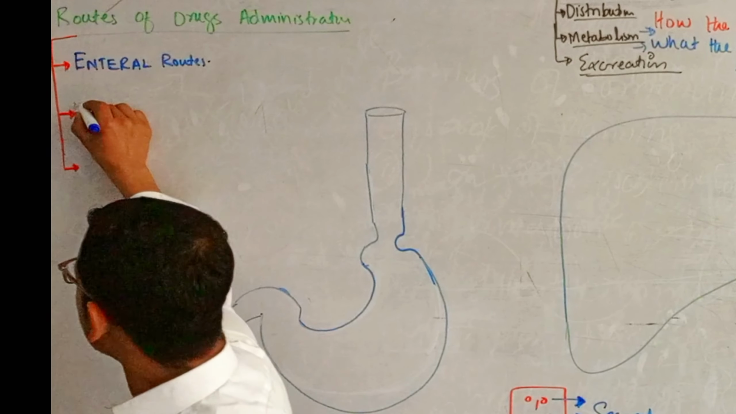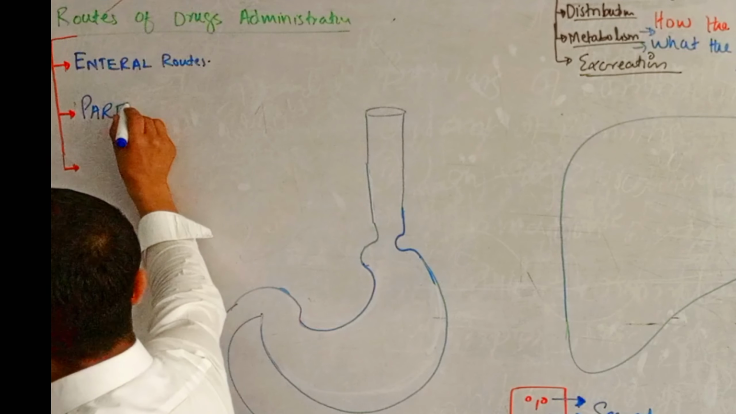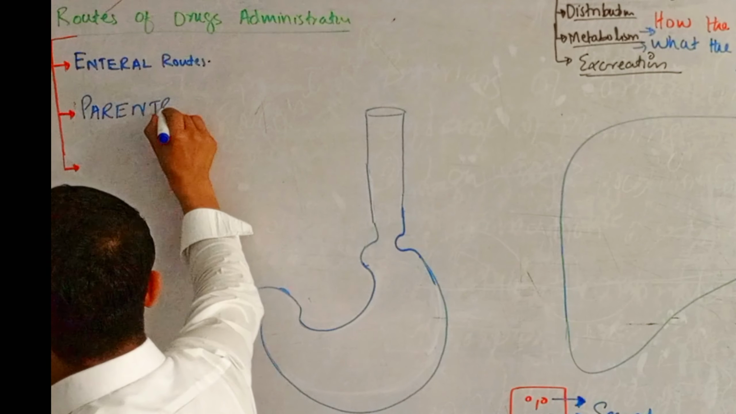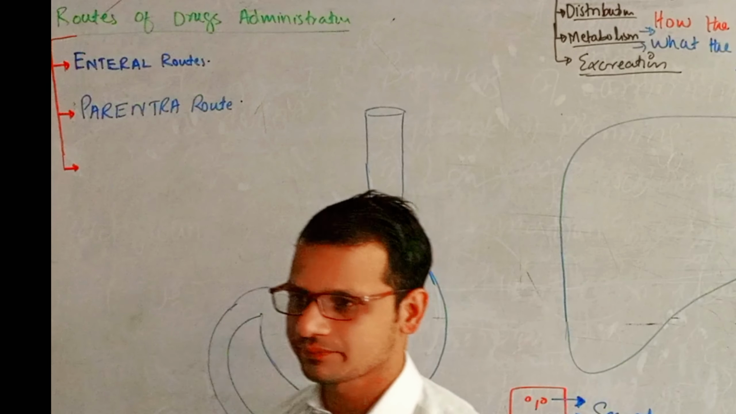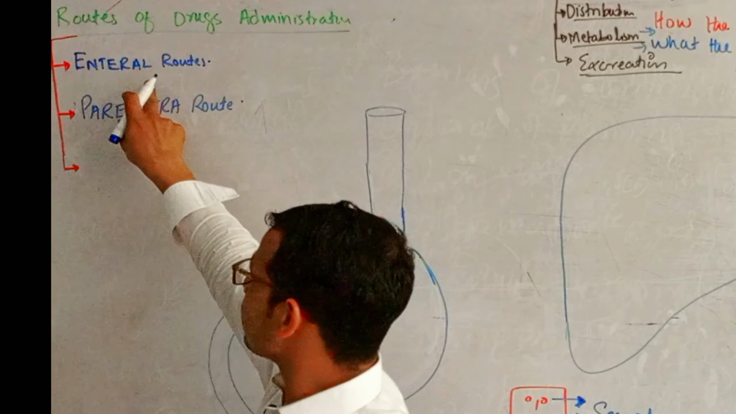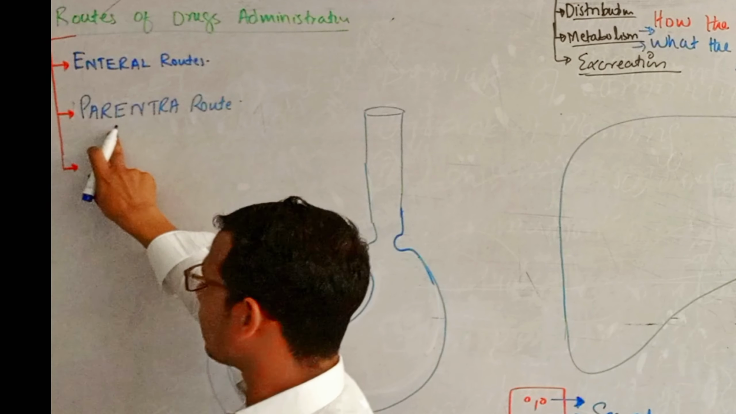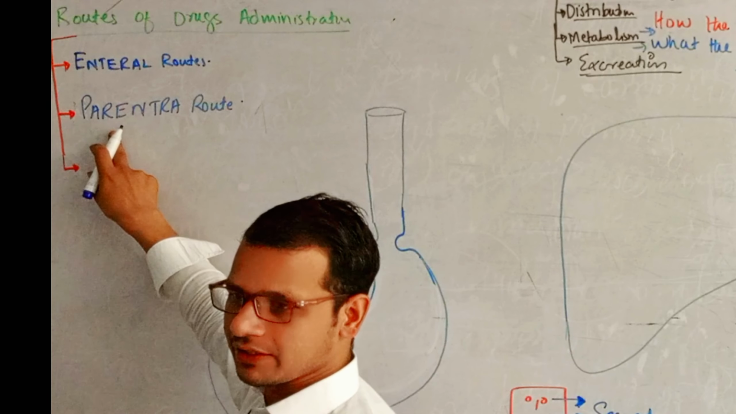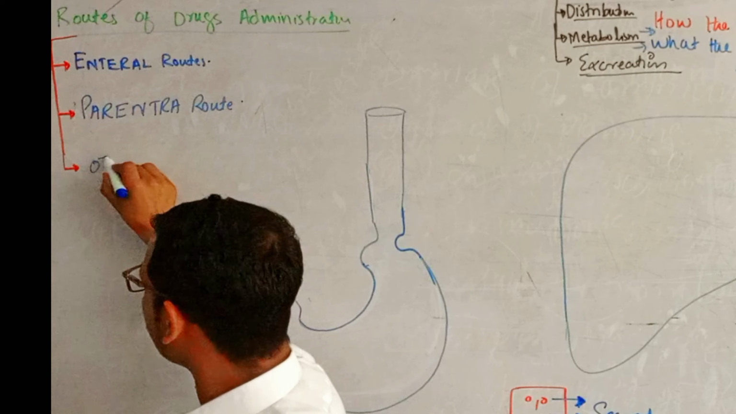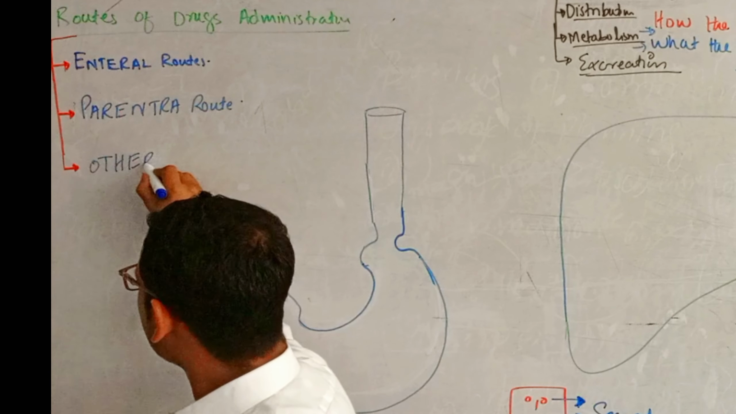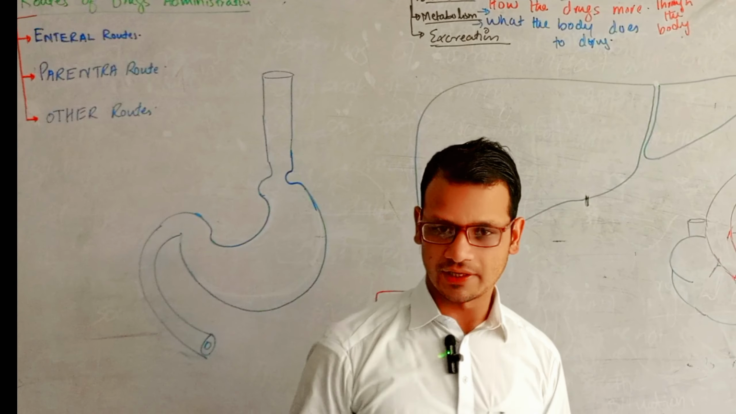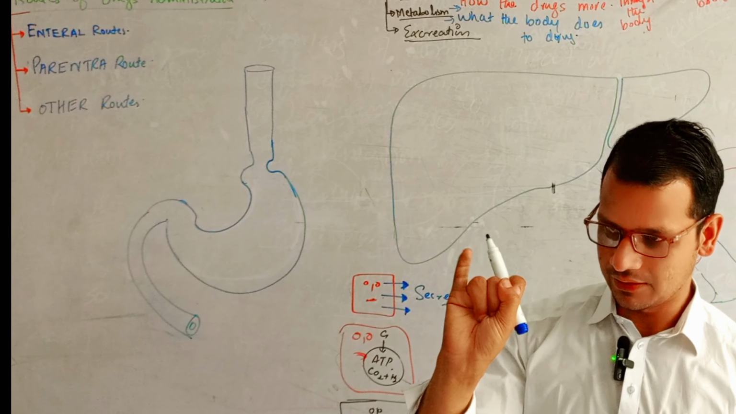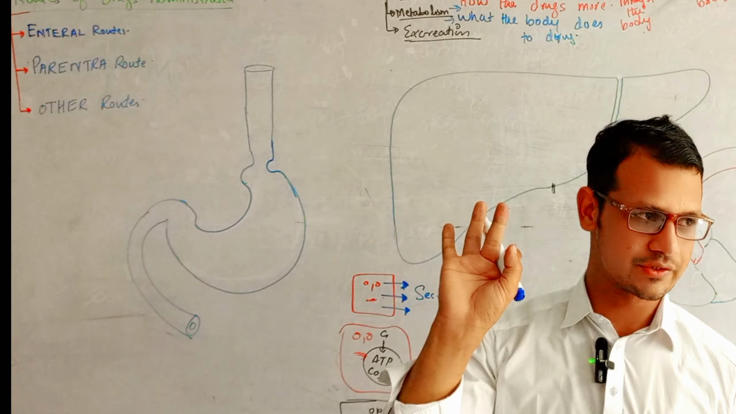The second one is the parenteral route. Any injectable is called parenteral, right? Except enteral and parenteral routes, all other routes are classified as other routes. So there are three classes: enteral, parenteral, and other routes.